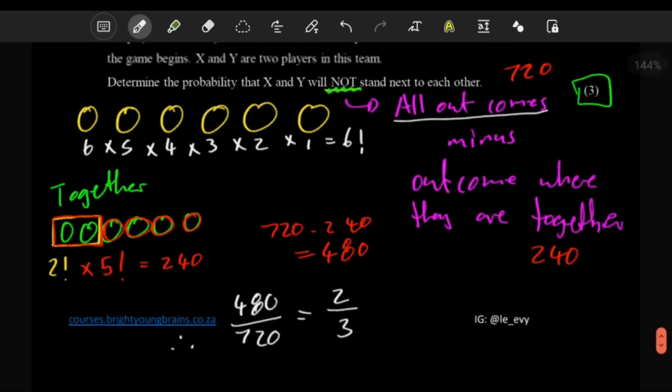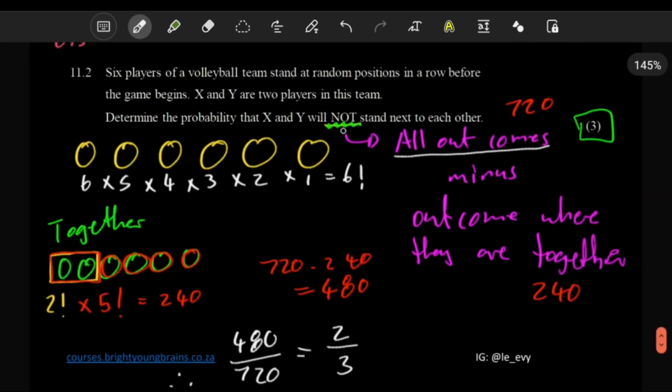You see, before you can work out the probability, you obviously need to work out what the outcomes are in the first place, because you can then say the relevant outcomes over all the possible outcomes. That's going to be your probability.